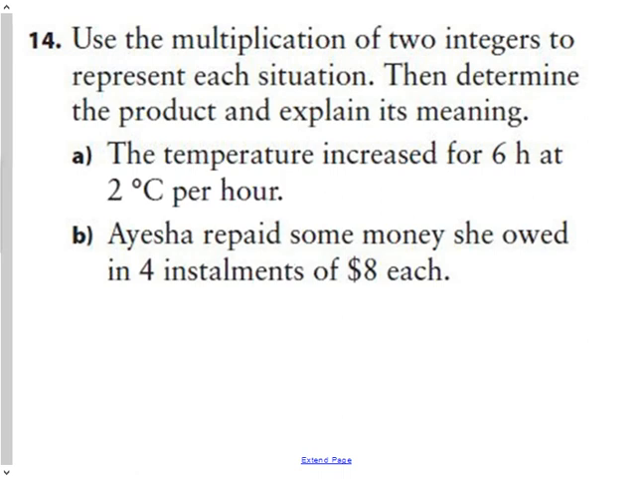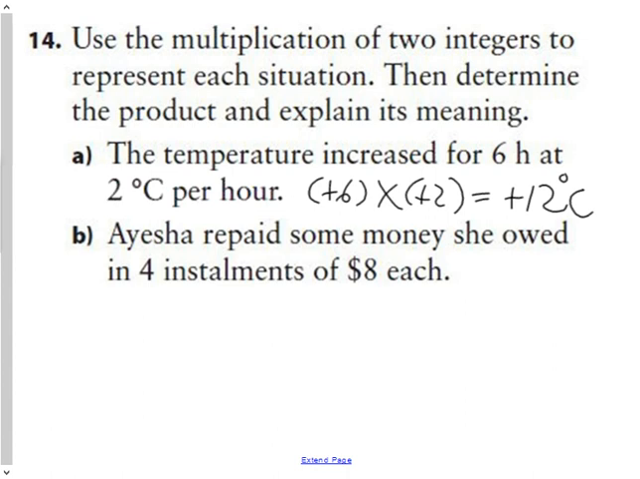Last question, number 14 says, use multiplication of 2 integers to represent each situation. The temperature increased for 6 hours at 2 degrees an hour. So that's 6 intervals of an hour each. So 6 hours multiplied by the positive 2 degrees Celsius change will mean that over the course of those 6 hours, the temperature will increase by 12 degrees.